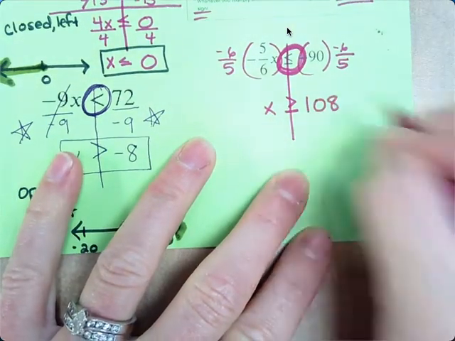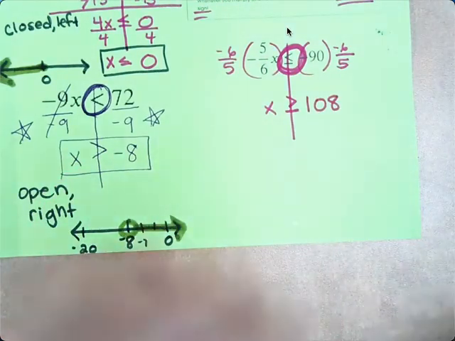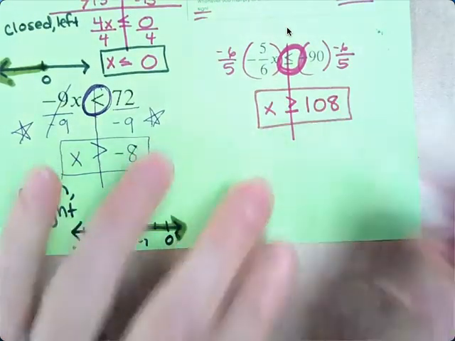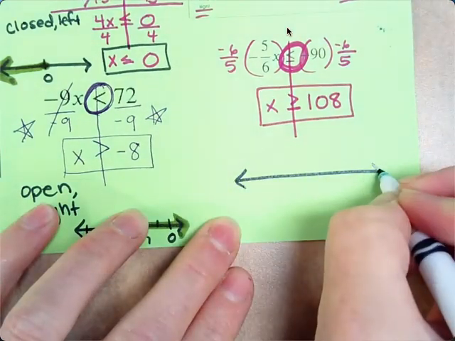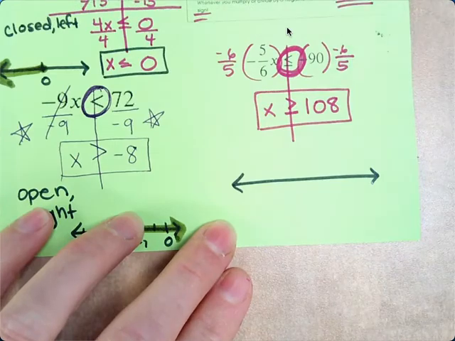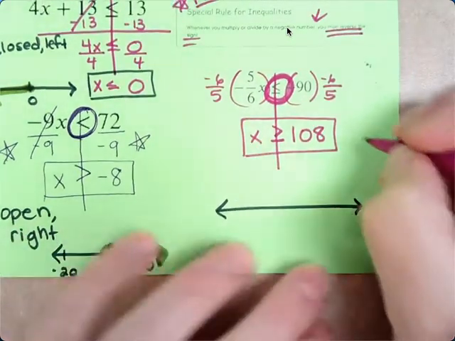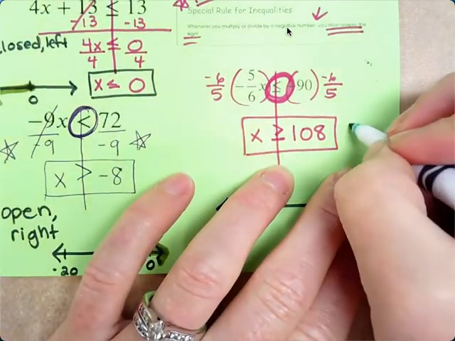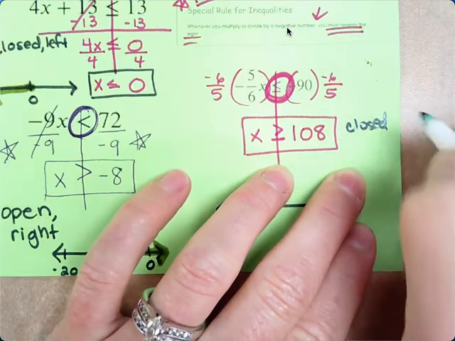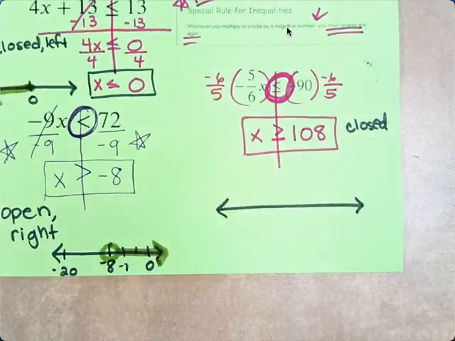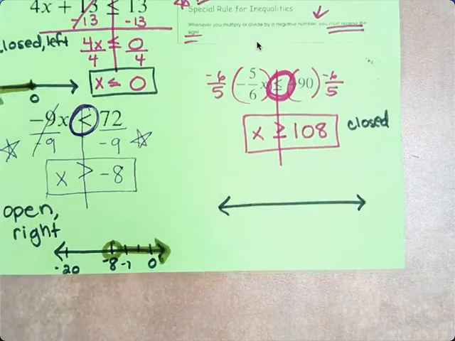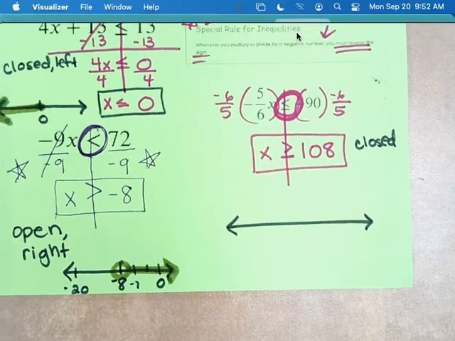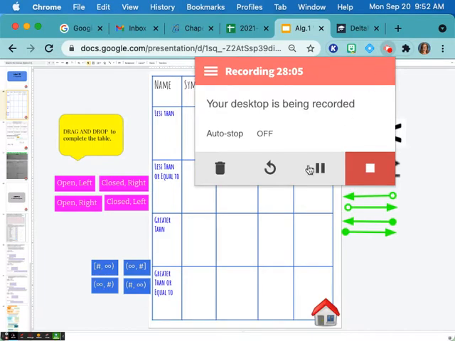108. X is greater than or equal to 108. You sound very confident in your answer. All right. So open or closed? Oh, I got 75. Close. You need to double check it. I did 5/6. I did 6/5. Did you do negative? I did -6. Bruh. I still got 75.